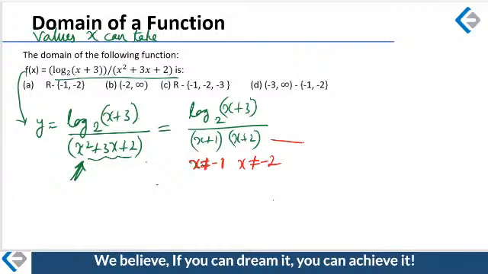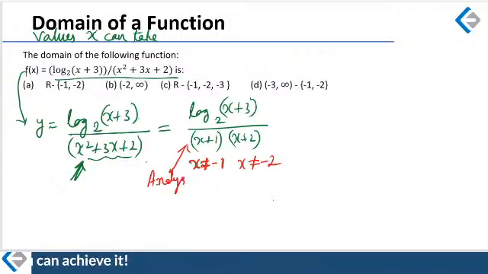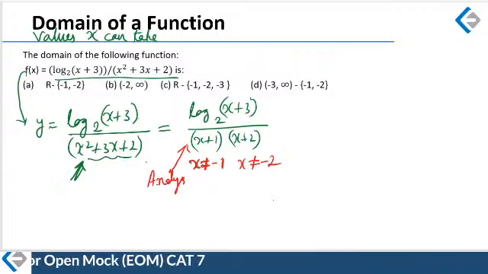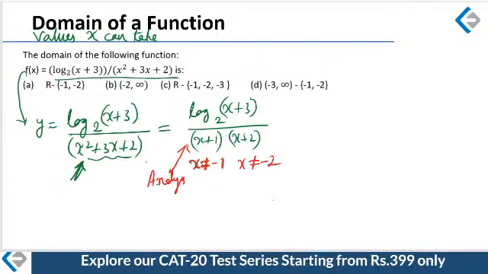I analyzed my denominator. There is nothing like it should be greater than this or less than this. Analyze the denominator: it cannot be 0. The denominator becomes 0 for x being minus 1 or x being minus 2. Therefore, by analyzing my denominator, I say that x should not be given an input of minus 1 and minus 2.